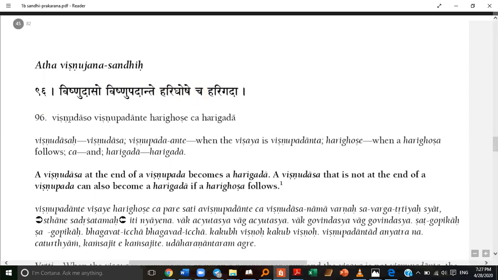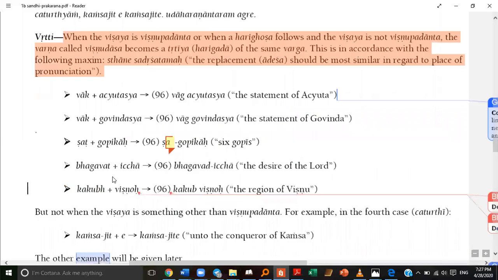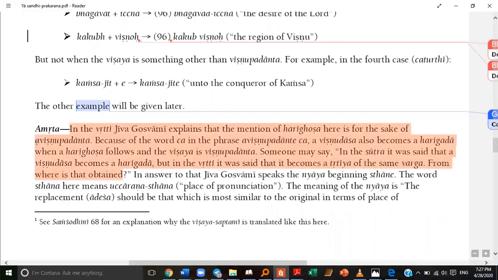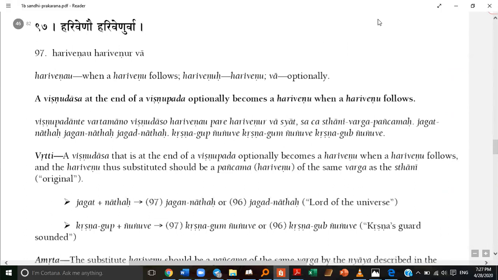So memorize these two sutras and I'll share this file with you on Telegram. You can read this translation and this explanation. These two are important. Rest, all this Amrita, is optional. You can or you cannot read it. It's up to you. Okay, now we'll just do Bhagavad Gita.